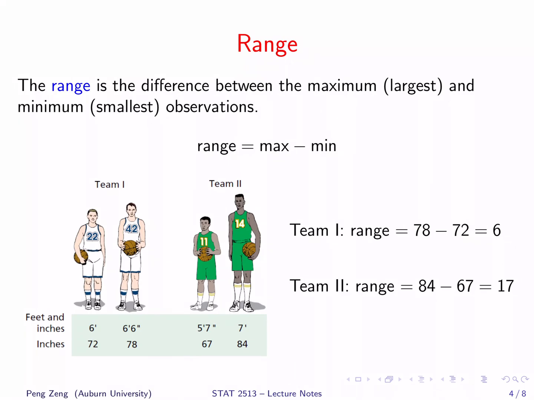The range is the difference between the maximum and the minimum. The maximum is the largest number, and the minimum is the smallest number. For Team 1, the maximum is 78, and the minimum is 72, so the range is 6. For Team 2, the maximum is 84, and the minimum is 67, so the range is 17. The range of Team 2 is much larger than the range of Team 1. So the heights of players in Team 2 spread wider than the heights of players in Team 1.